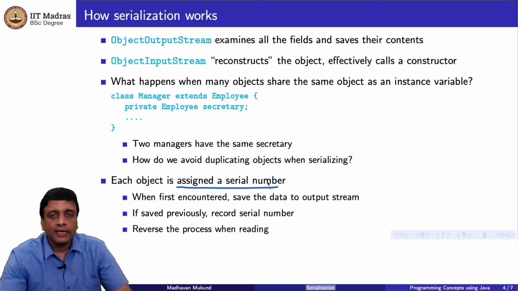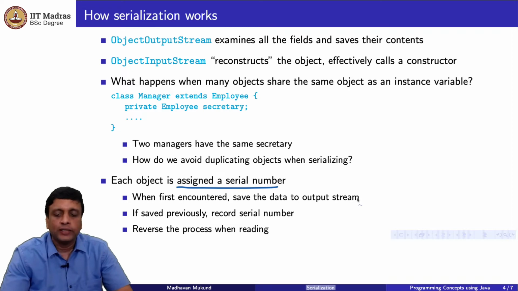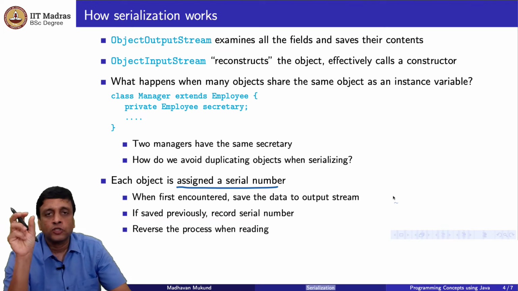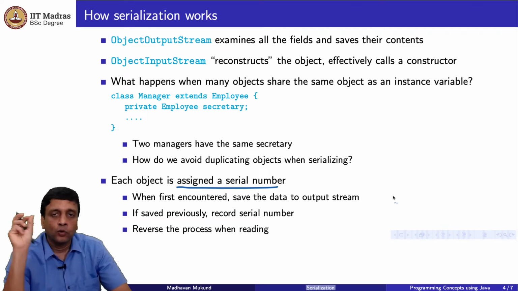So the first time it writes out an object, of course it associates a serial number and actually writes it out. The second time when it sees an object, if it has already been written out, it doesn't write out the object and it just mentions that here is a placeholder, and this placeholder corresponds to this serial number. So this serial number is the object which I have already written, go and look it up.